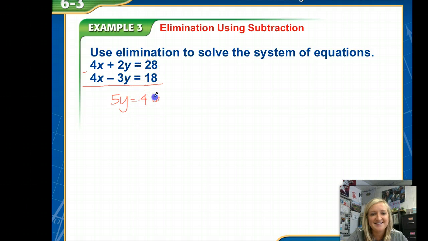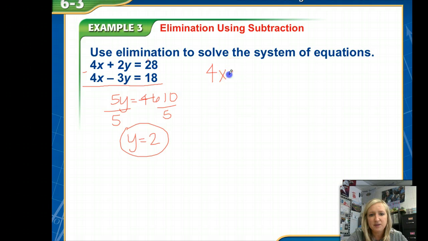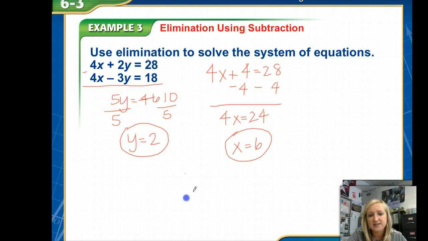28 minus 18 equals 10. Divide both sides by 5. Y equals 2. Plug it back into either equation. I'll just do the top one. 4x plus 2 times 2 is 4 equals 28. Subtract the 4 and divide by 4. So 4x equals 24. X equals 6. So where do these two lines intersect? At 6, 2.